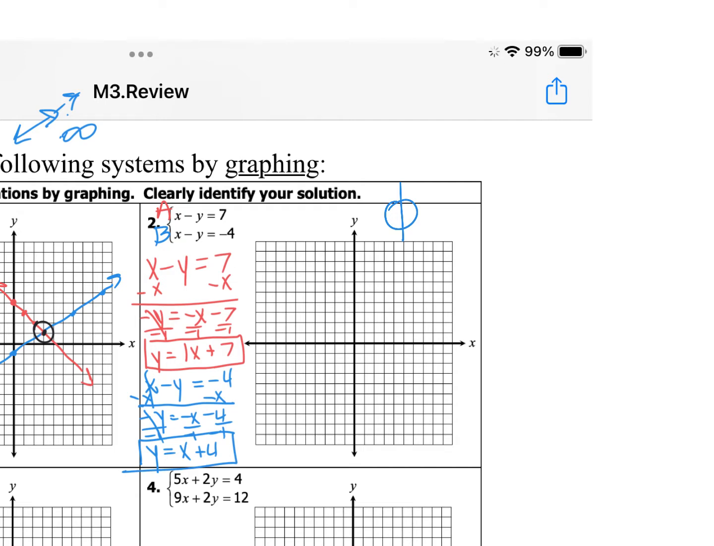Okay, so start at 7, and we go up 1 over 1, up 1 over 1. Okay. And then, actually, I don't like that line very much. Not very straight. There we go, much better. And then my second equation starts at 4, and the slope is up 1 over 1. And you can see, hopefully, that those are parallel, even though my lines, again, are not very straight, but they had the same slope. That's no solution.